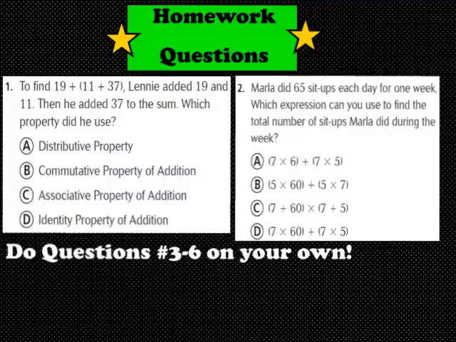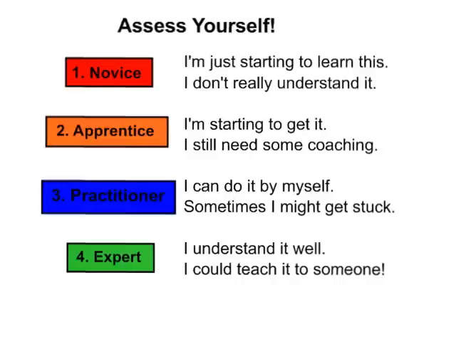Okay guys, here are your homework questions for tonight. I would like you to complete questions 1 and 2, and then I also want you to complete questions 3 through 6 on your own, please. You'll find your homework questions on page 8 in your Go Math workbook. Now, don't forget, somewhere on your homework page, I want you to make sure that you assess yourself. Are you number 1, a novice, number 2, an apprentice, number 3, a practitioner, or number 4, an expert?